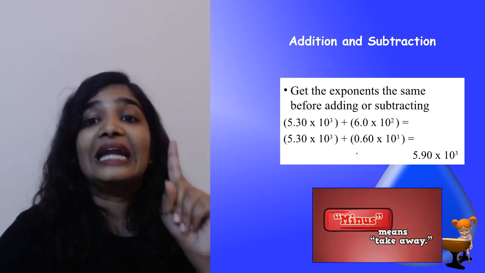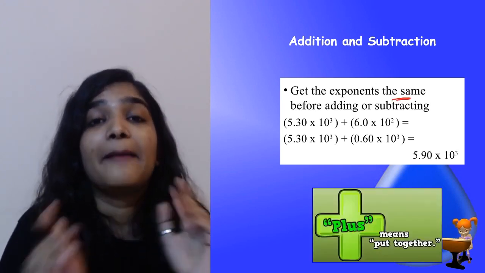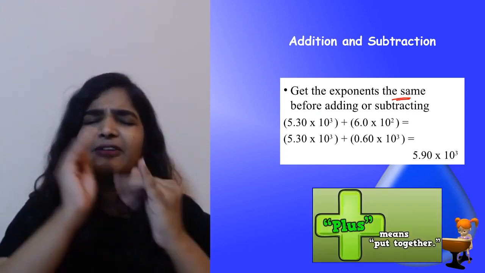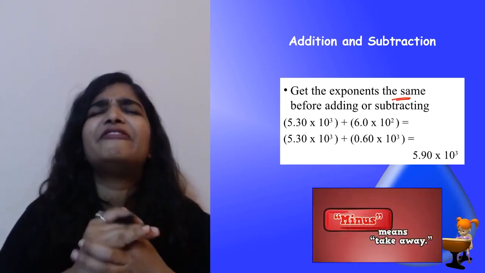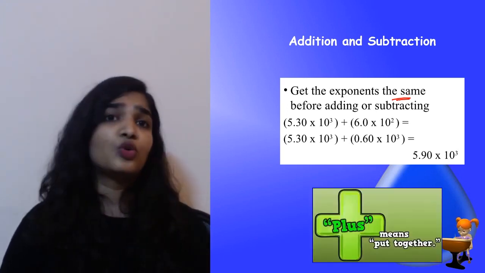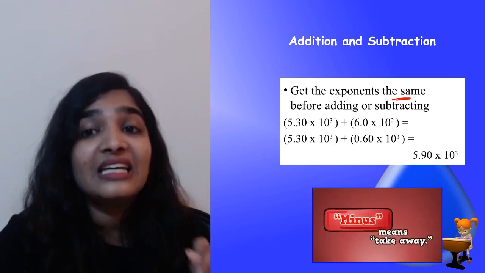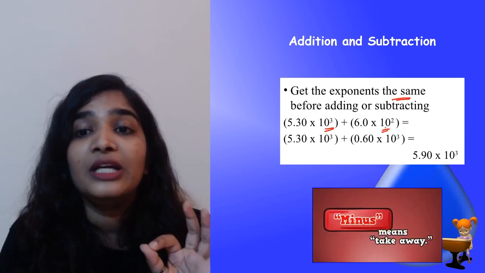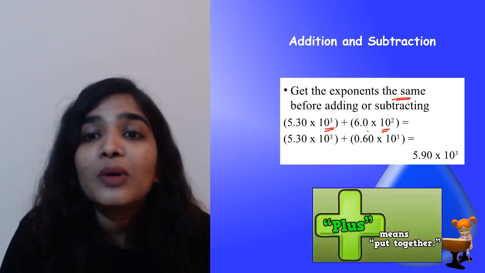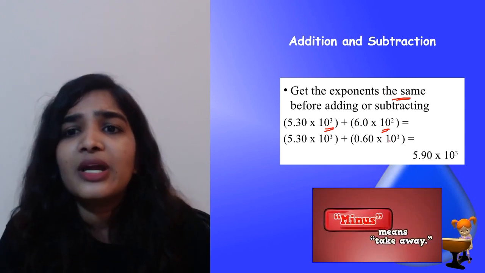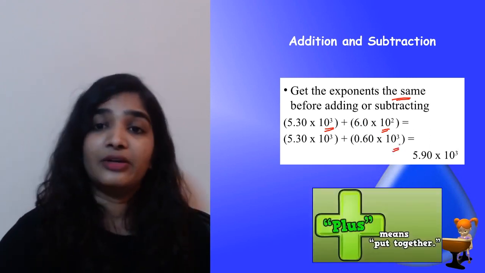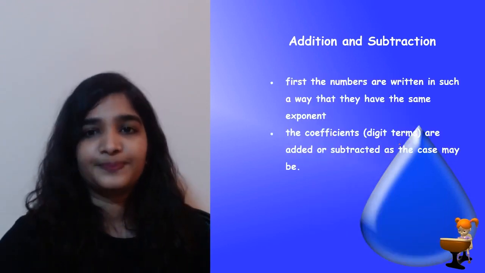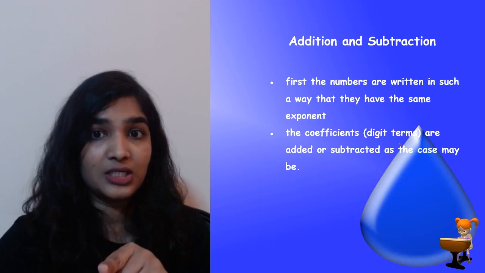So first thing, get the exponents the same. You have to do this before adding or subtracting. Otherwise, even if your whole formula and substitution are right, your answer won't be. When you are adding and subtracting, make sure the exponents are the same. Here it is 10 raised to 3, here it is 10 raised to 2, and it is not the same. So what I'll do is move the decimal point towards the right so that I can write it as 10 raised to 3, and you can now add the numbers. Yes, important.